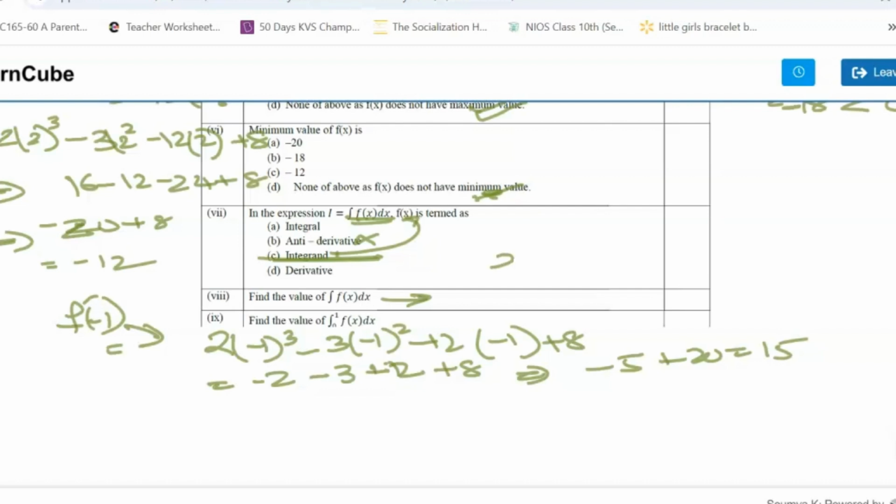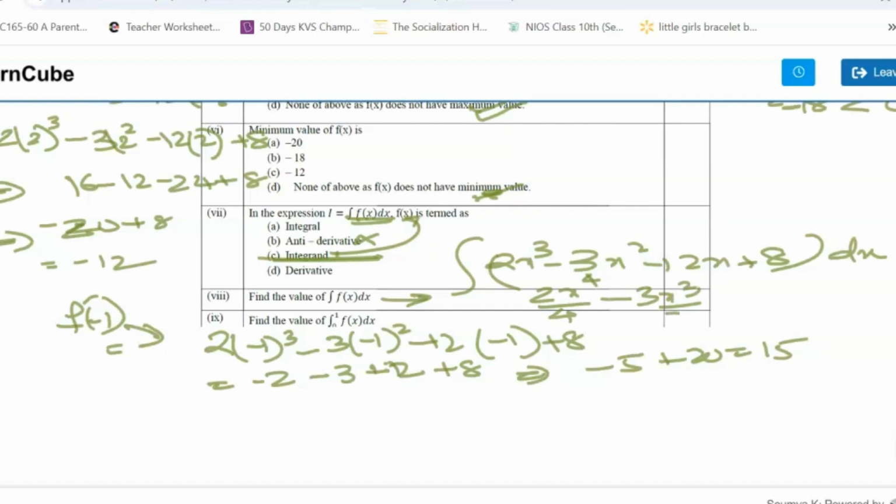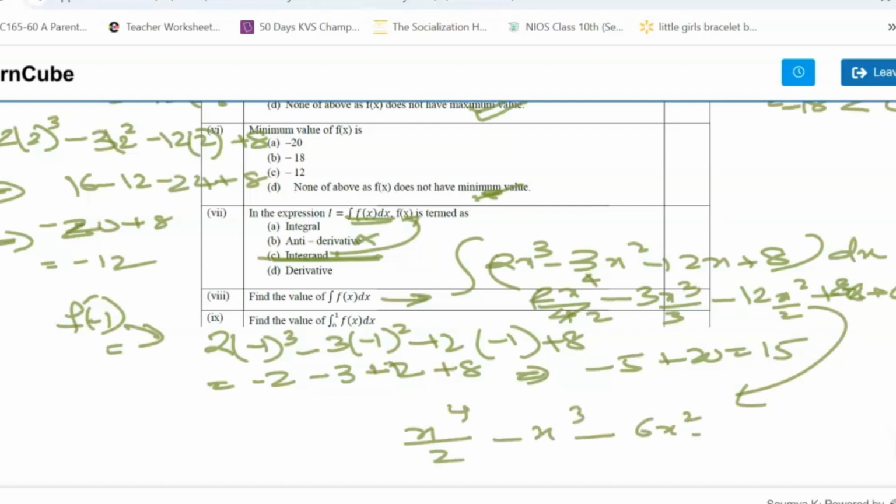So what was our function? 2x cube minus 3x square minus 12x plus 8. Integrate this with respect to dx, so you will get 2x raised to 4 by 4 minus 3x cube by 3 minus 12 into x square by 2 plus 8x plus c. Solve it, and you will get the final answer as x raised to 4 by 2 minus x cube minus 6x square after cancellation plus 8x plus c. This is the final answer for the 8th question.